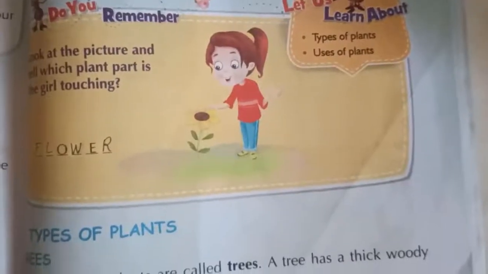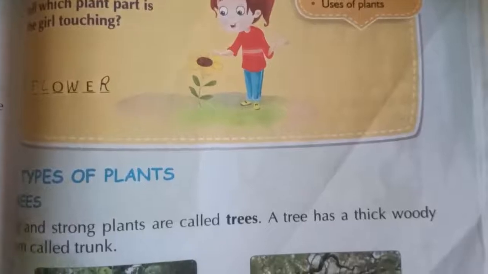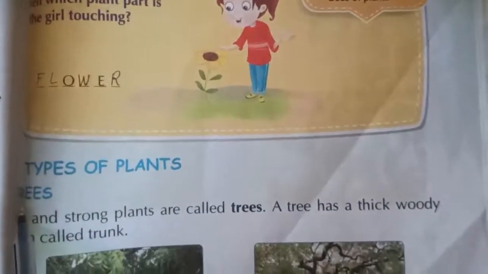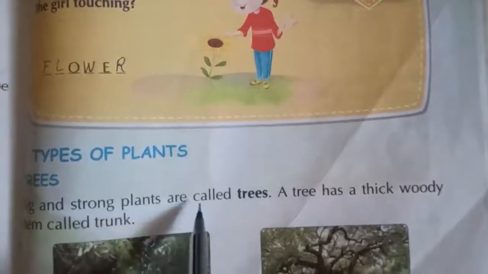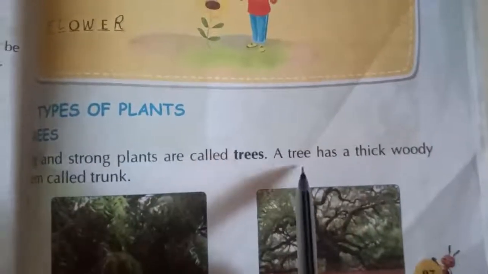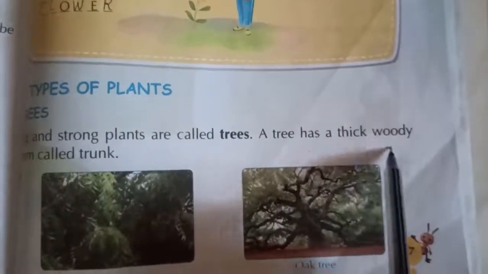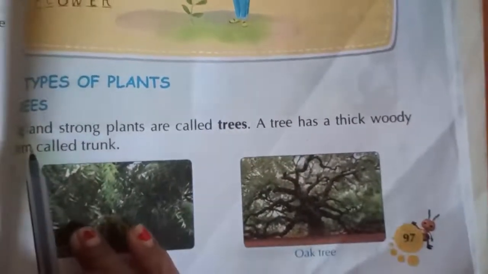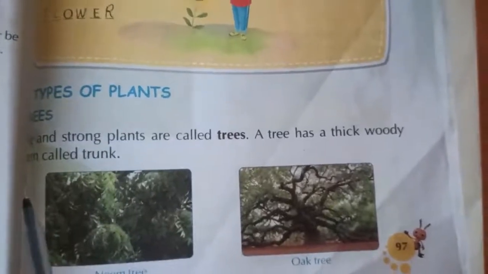Now students, I am going to read the lesson. You have to speak along with me. Types of plants. First type of plants is trees. Big and strong plants are called trees. Trees have a thick woody stem called trunk.